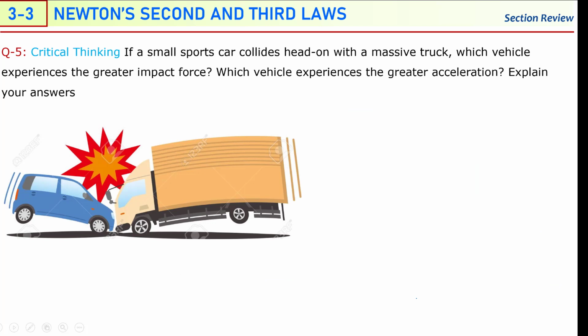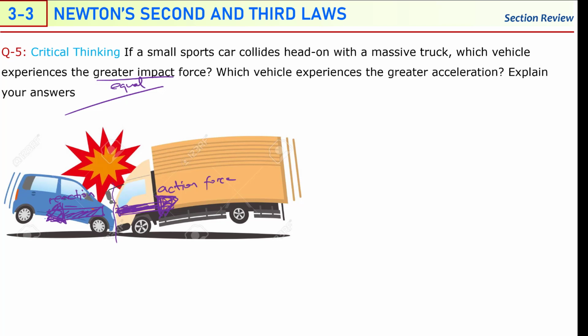And the last question is a critical thinking one. If a small sports car collides head-on with a massive truck, which vehicle experiences the greater impact force? Which vehicle experiences the greater acceleration? Explain your answer. First, we should know that if two objects are in contact, we don't care about their masses, which one is smaller or greater. There is an interaction between them. Because of this interaction, two forces act. One force will be on the truck. If you say this force on the truck is the action force, the reaction will be on the automobile, the sports car. So this is going to be the reaction. And we know that these forces are equal in magnitude. So there is no greater impact force; they are equal impact forces, equal in magnitude, opposite in direction, and acting on different objects.